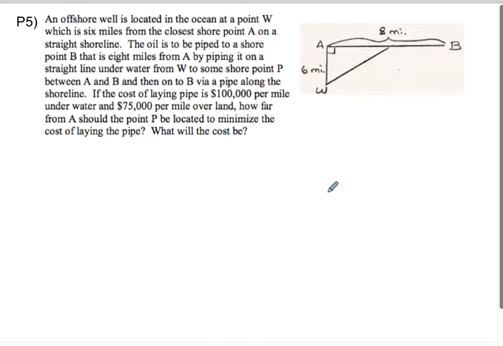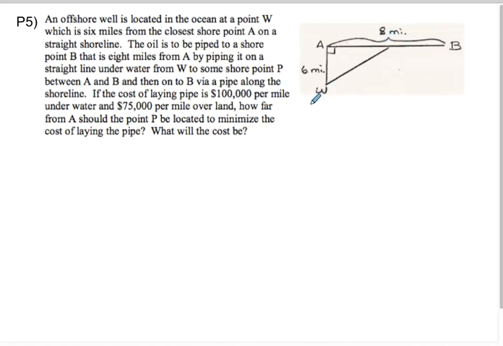Instead of being time, it's now about an oil pipeline. So an offshore well is located in the ocean at point W, which is 6 miles from the closest point, which is point A on the shore. The oil is to be piped to the shore to point B, that is 8 miles from A, by piping that has a straight line underwater and then a line on the shore as well, right?